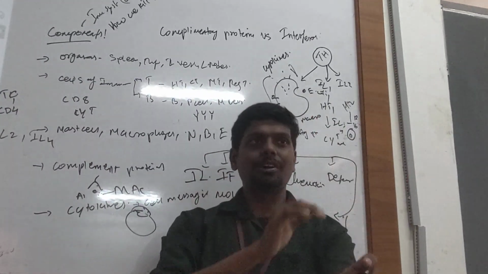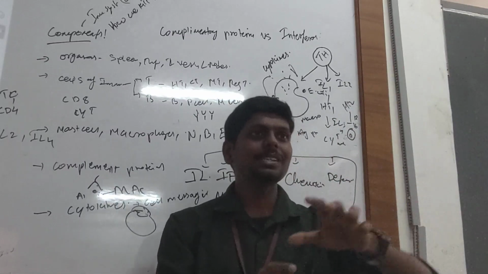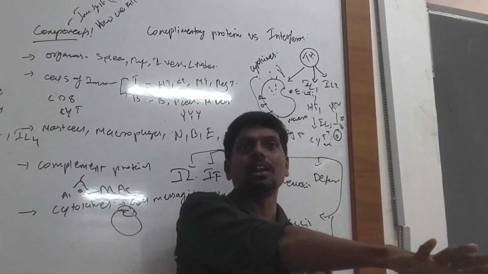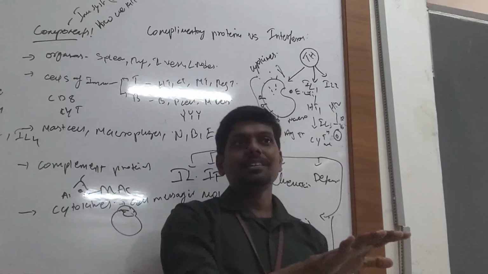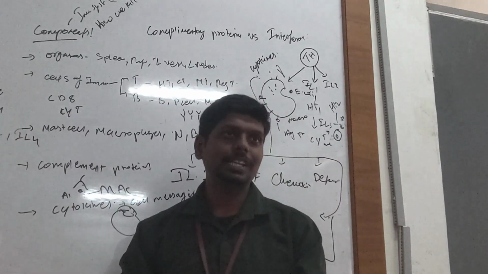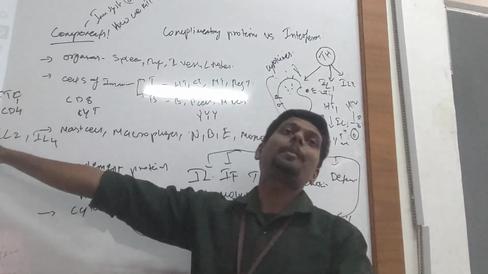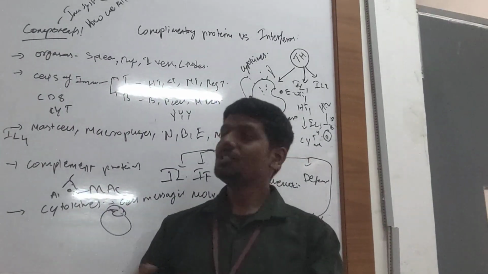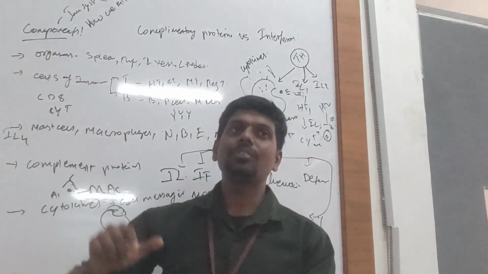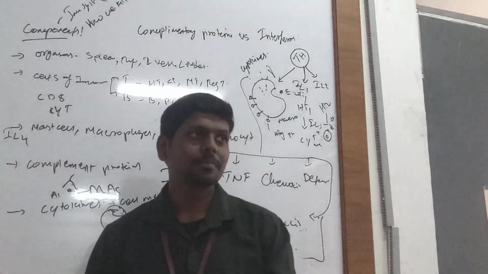We are doing reverse now. Rather than counting the cells, I am checking the levels of interleukins or cytokines. Say for example, I want to check helper T cells. I will check these levels. If these levels are normal, my helper T cells are good. So these cytokines become markers of helper T cells.